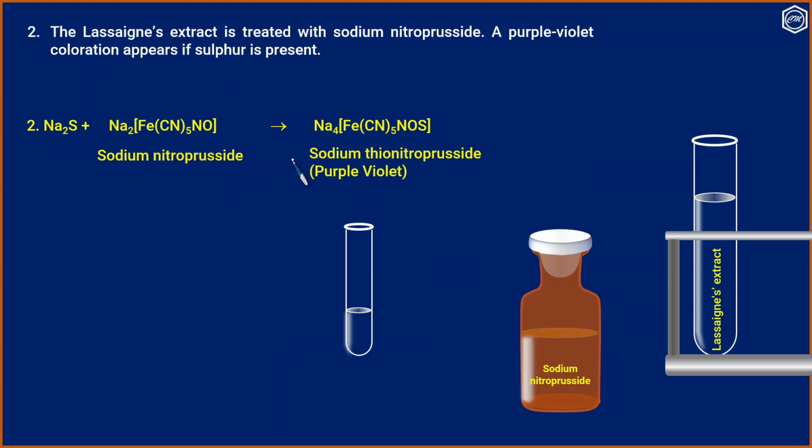Now let us see the second test. Again, we take another quantity of the Lassaigne's extract in a test tube. About 1 ml is enough. And this compound is sodium nitroprusside. We add a few drops of sodium nitroprusside using a dropper.